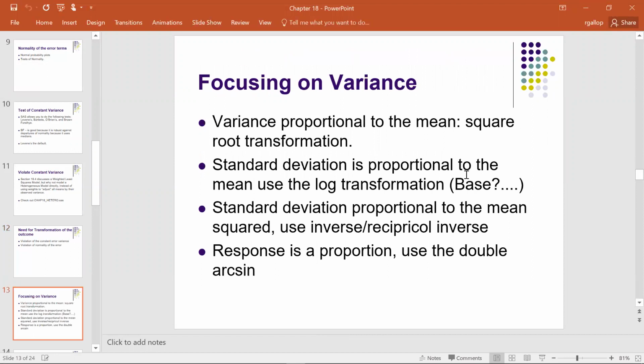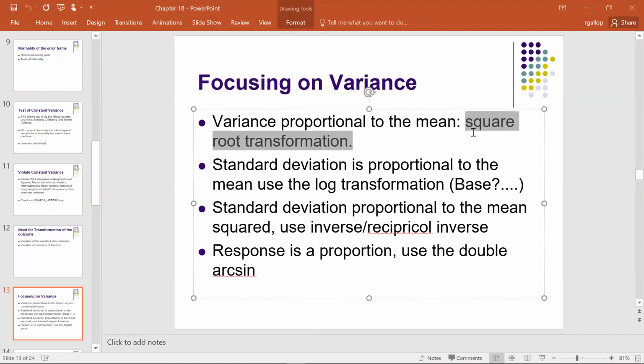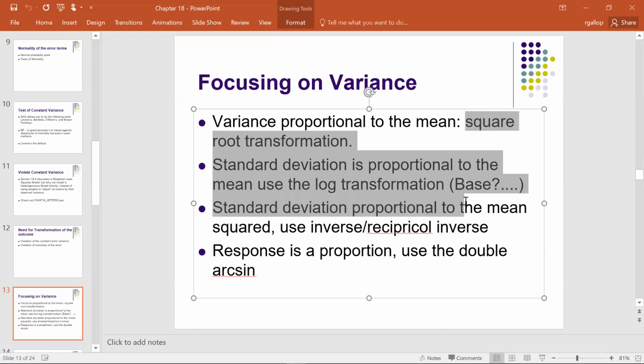The book lays out this idea that if you look at the variance in relationship to the mean, if the variance is proportional to the mean, the book suggests a square root transformation. If the standard deviation is proportional to the mean, the book suggests a log transformation, which base really doesn't matter. The two common bases are log base e, the natural log, or log base 10, which are mathematically proportional. If the standard deviation is proportional to the mean squared, use the inverse or the reciprocal, and if the response is a proportion, use the double arcsine transformation. In this case, these are rules of thumb.